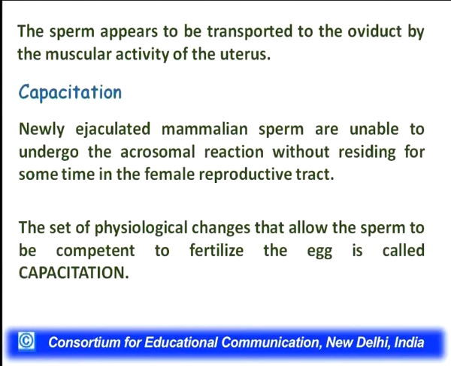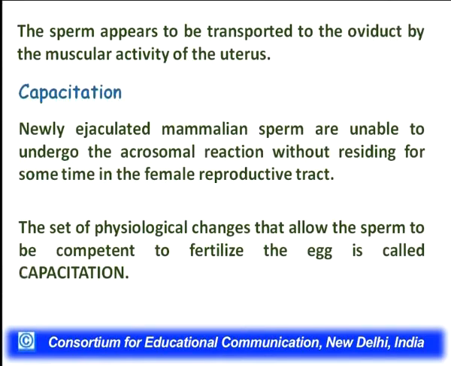So, before a sperm can undergo the acrosomal reaction, it has to remain in the female reproductive tract for some time. The set of physiological changes that allow the sperm to be competent to fertilize the egg is called capacitation. We have seen that as the sperm is ejaculated into the body, it is not capable of fusing with the egg. It just moves, but it is not capable. And there is a significance to this process called capacitation, because capacitation makes the plasma membrane, the sperm membrane, labile so that the acrosomal reaction can take place.